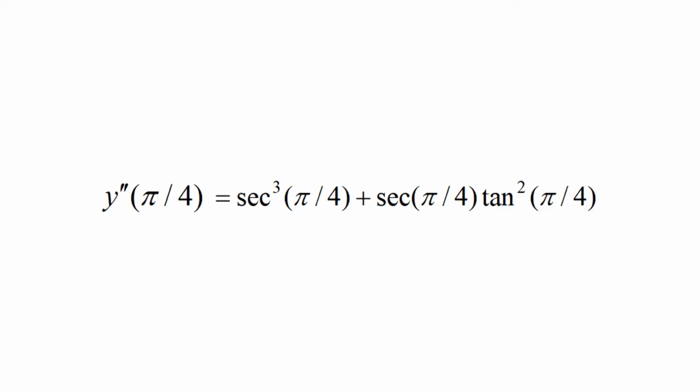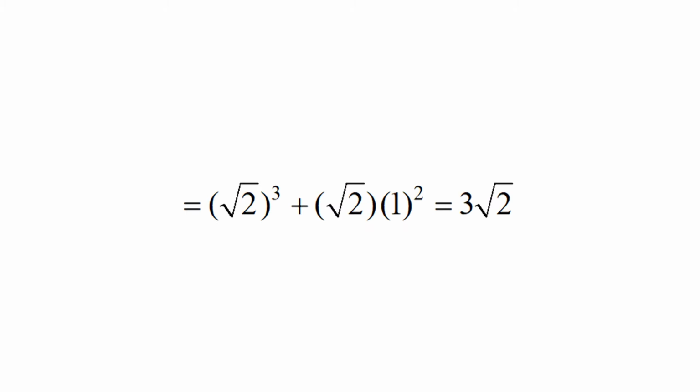Now, the value of the second derivative of y of x equals sec x at x equals pi by 4 is obtained by putting x equals pi by 4 in y2 dash of x, which gives y2 dash of pi by 4 equals sec cube of pi by 4 plus sec of pi by 4 into tan square of pi by 4, that is same as root 2 all cube plus root 2 into 1 square, same as 3 into root 2.